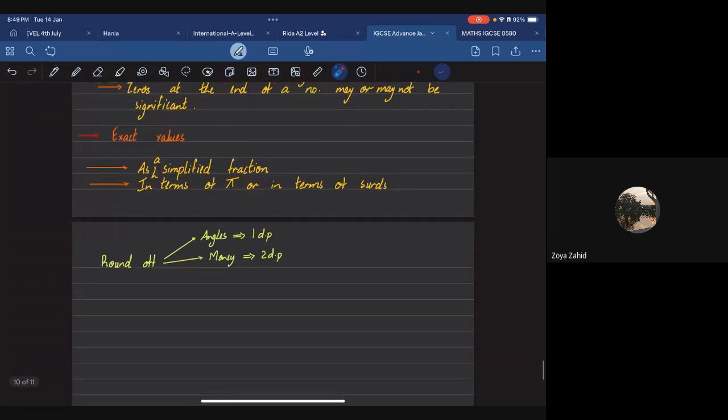Now, exact values, anyone has any issues? I'm not focusing more on exact values because we'll do it all over again. There's a table that you guys need to memorize, and we'll do that in trigonometry. Anyone who does not get this, let me know. Also, a question I have for all of you is, what do you think is the difference between estimation and rounding off?